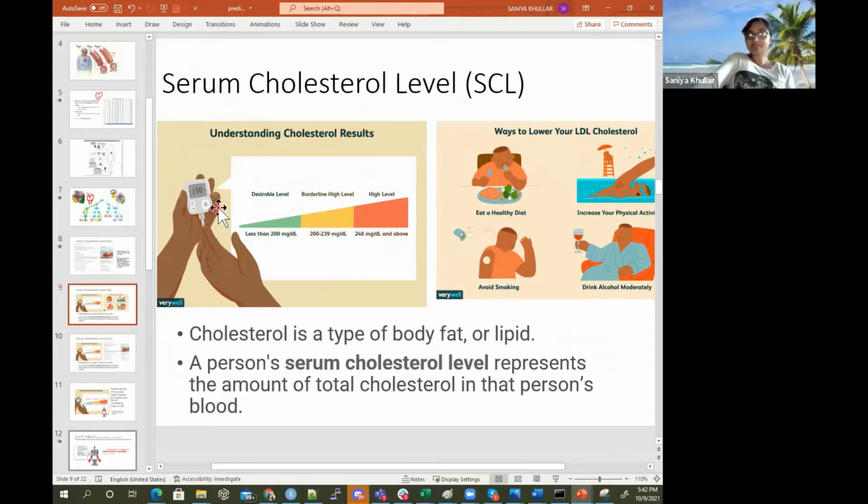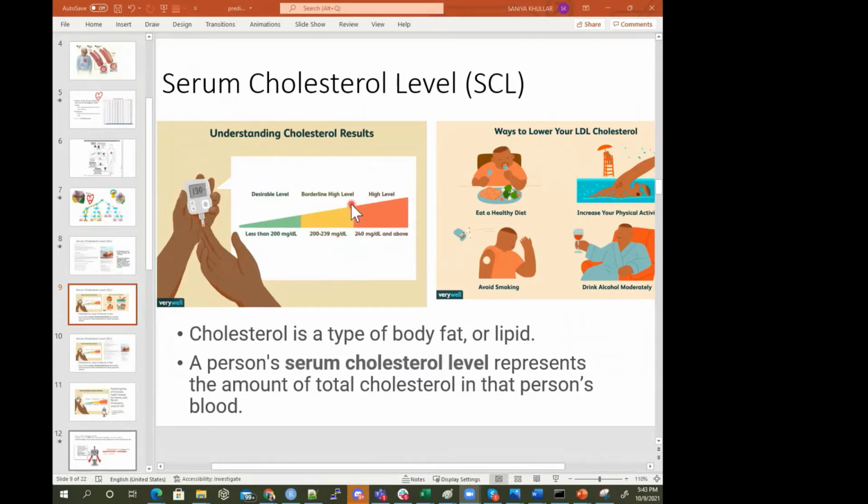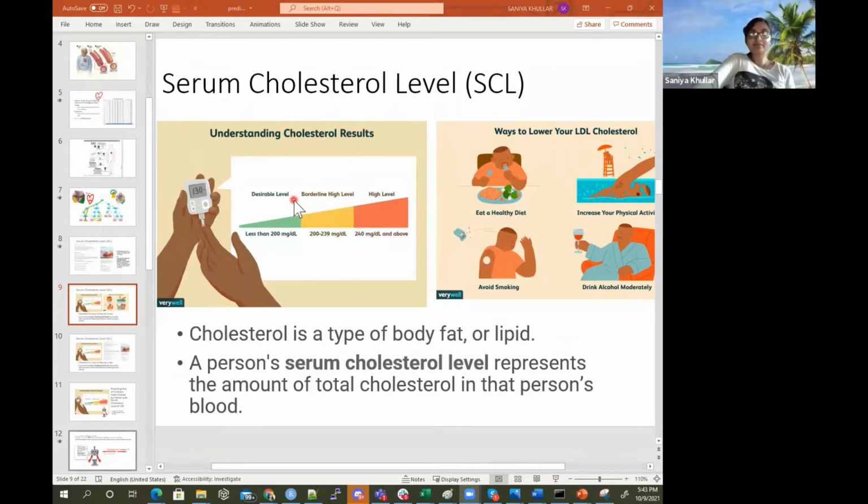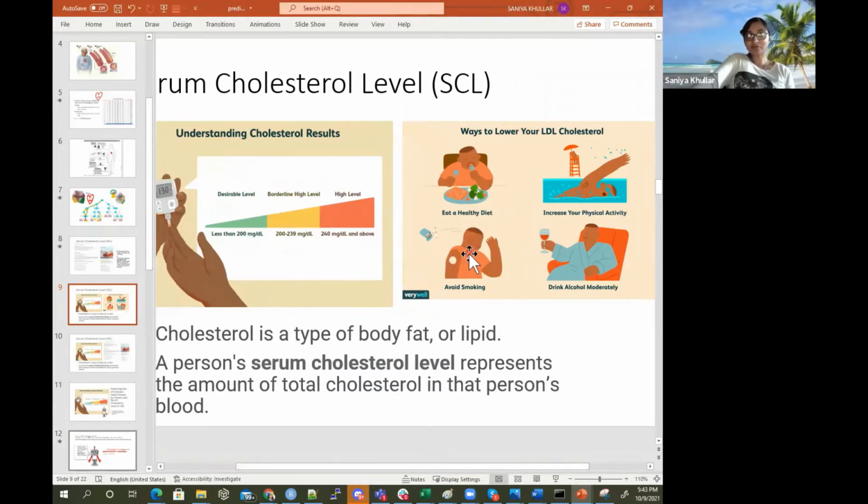And it says that if your serum cholesterol is less than 200, measured in mg/dl, then you're in a good spot. What happens if it's between 200 and 239? It's borderline high level of cholesterol. And then if it's really high, it's 240 and above. People recommend ways to lower this cholesterol: you can eat healthy, avoid smoking, drink alcohol moderately, and be more active.